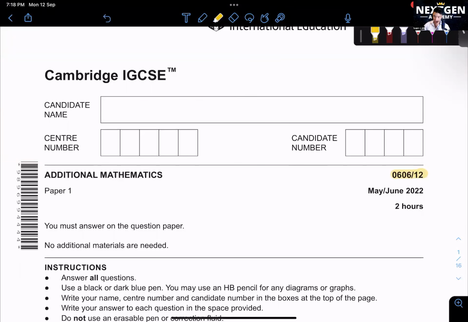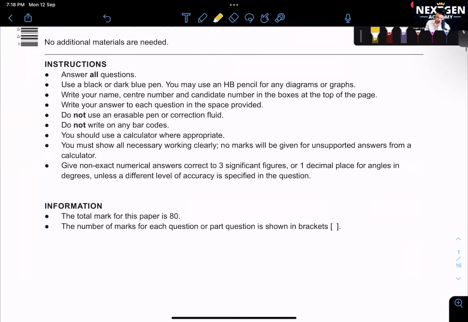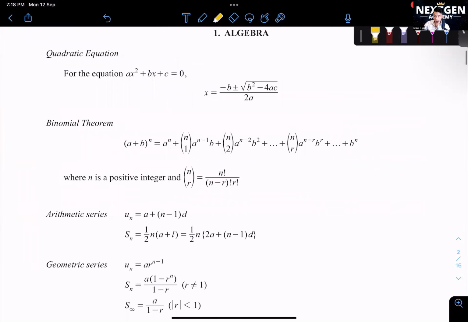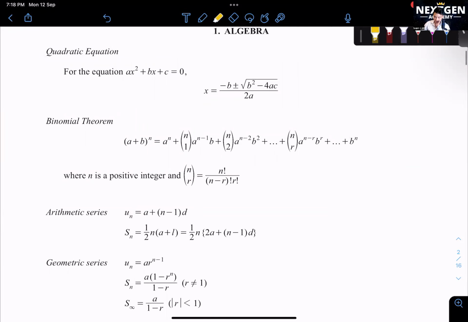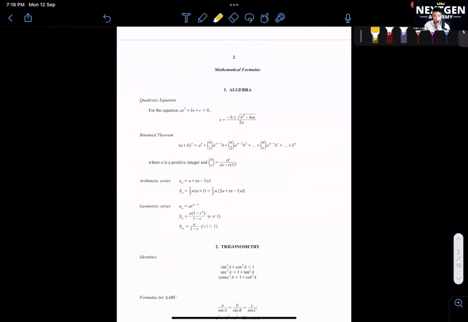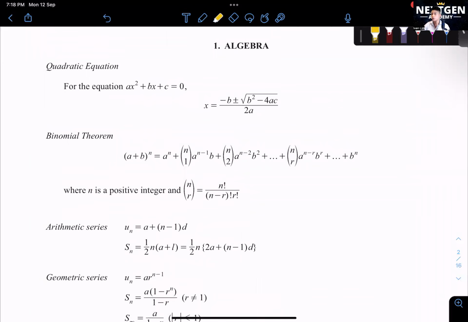So go and read these instructions. We won't go through it. This paper is 80 marks. Make sure you all know all of these formulas here. Get familiar. If you don't know, go print it out. Go put it under your pillow so that your head can absorb, your mind can absorb all these formulas.